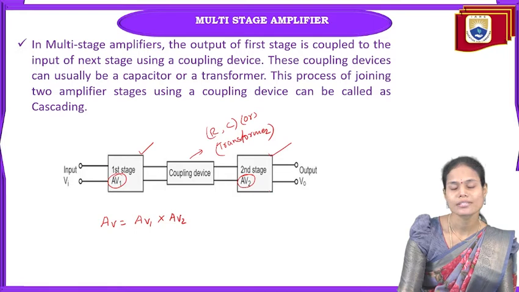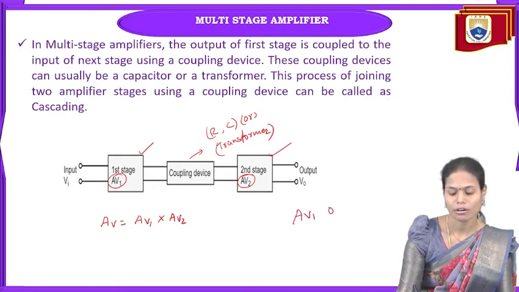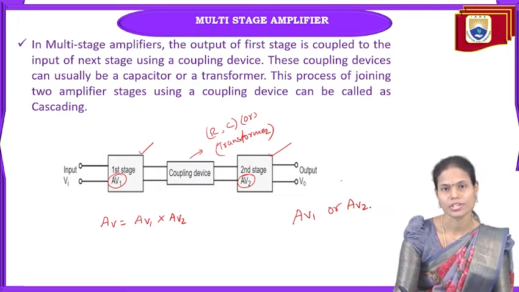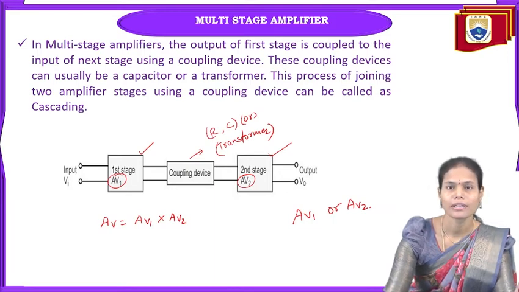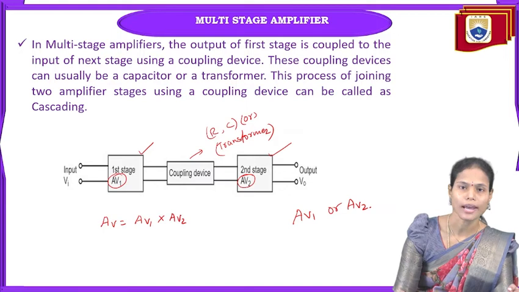If we take only a single stage amplifier, we may get the gain as either AV1 or AV2 only. But if we take a two-stage or multi-stage amplifier, we can improve the overall gain of the system. Because of that reason, we move for the multi-stage amplifier. In the previous sessions, we have already discussed the direct coupled amplifier, the resistor capacitor coupled amplifier and the transformer coupled amplifier.